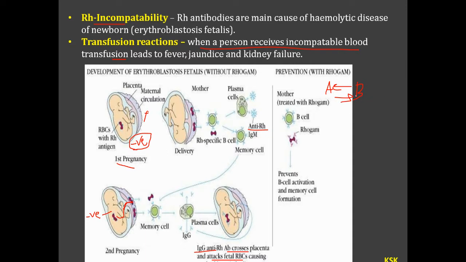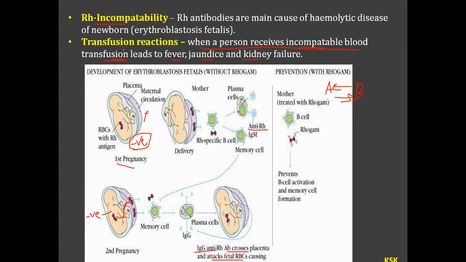If an incompatible blood transfusion takes place, then immediately we know that the death of the person will take place. What is the reason for the death? Because of the mismatched or incompatible blood transfusion, it leads to the breakdown of RBC cells and causes fever, jaundice, kidney failure, and finally it leads to the death of the person.